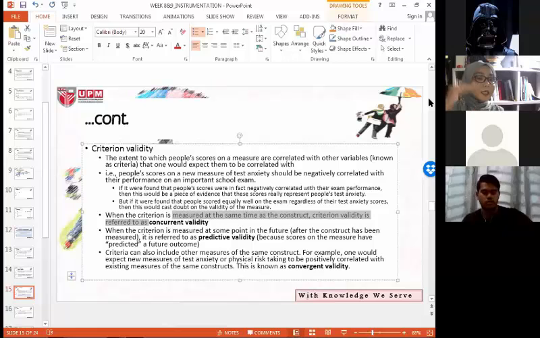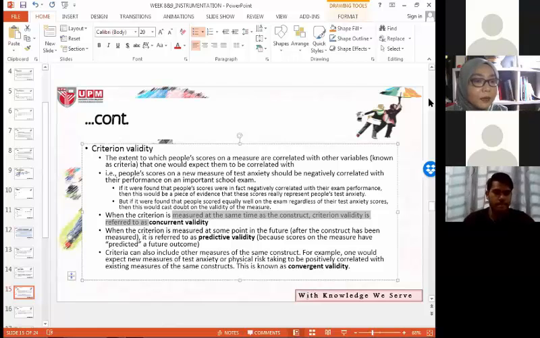Predictive means the result you will get in the future. You have two instruments. The first instrument you use to measure the predictor, then the result you can see in the future, maybe within 6 months, 1 year, 2 years and so on. Understand? For concurrent, you still use two instruments but you run them concurrently at the same time. Okay, so I stop there.